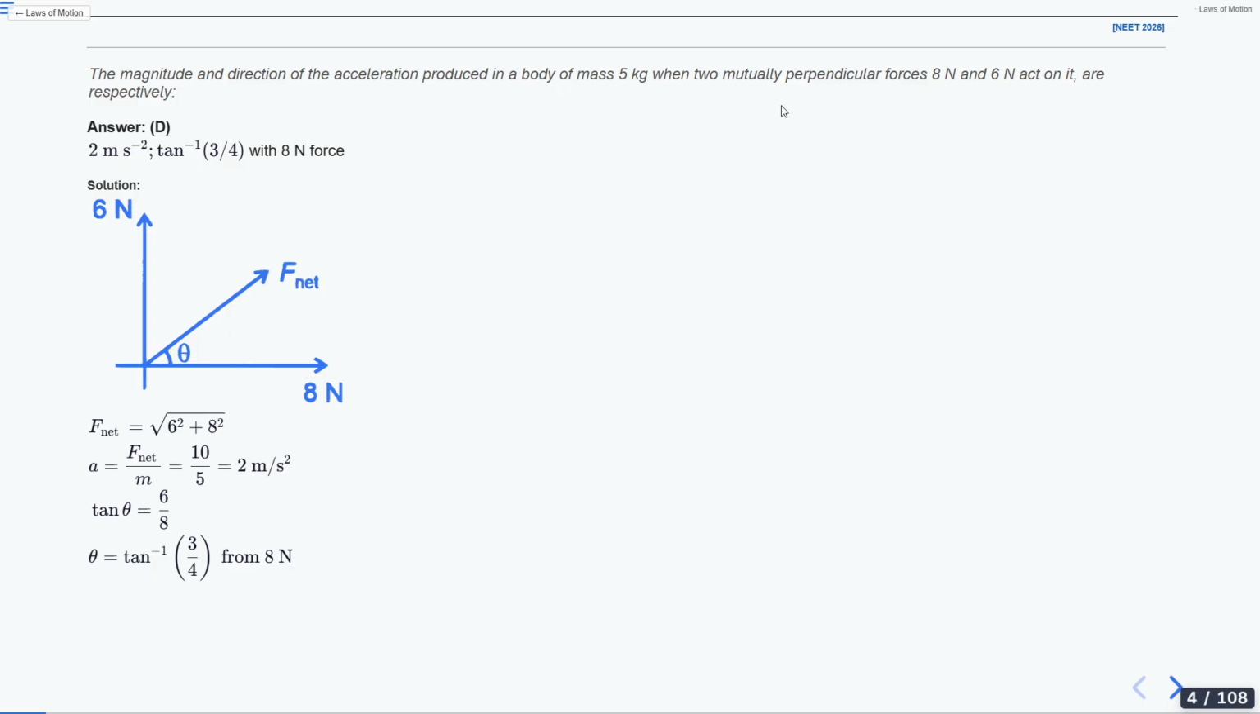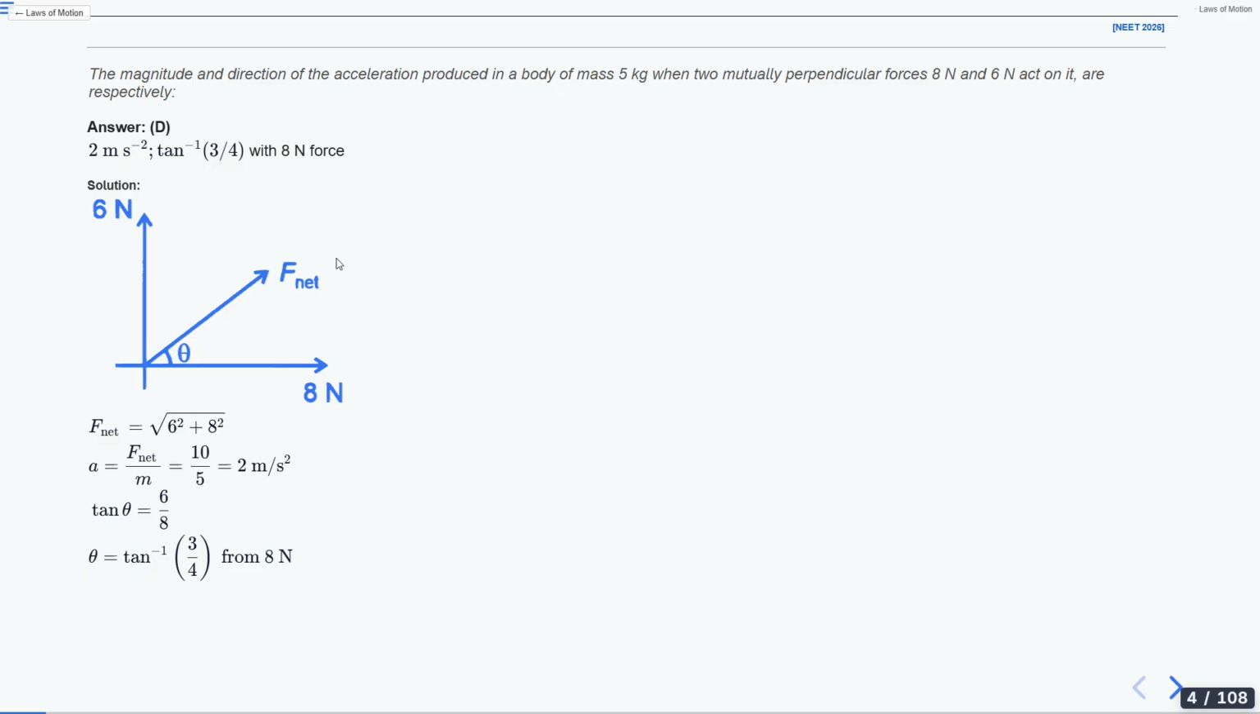Now I want to calculate the acceleration. It was told to find the magnitude and direction of the acceleration. So the magnitude of acceleration a will be force divided by mass, which is 10 divided by 5, that's 2 meter per second square.